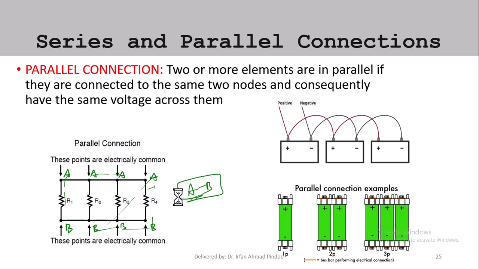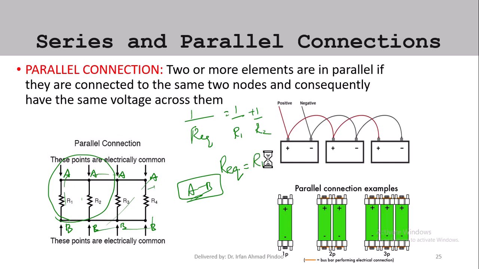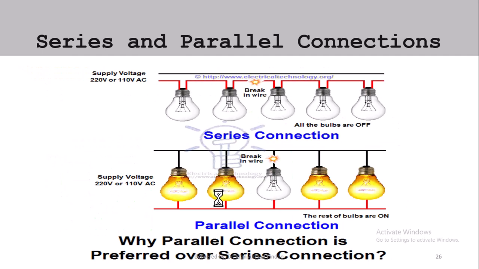In parallel, if we have to find the equivalent resistance, what is the formula? Suppose we talk only about two resistors at a time, then the formula is 1 by R equivalent equals 1 by R1 plus 1 by R2. If we solve it, generally we remember it like this: R equivalent is R1 R2 divided by R1 plus R2, right? This formula we use to calculate the value of parallel resistors.